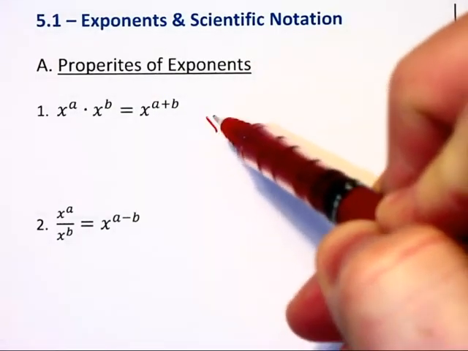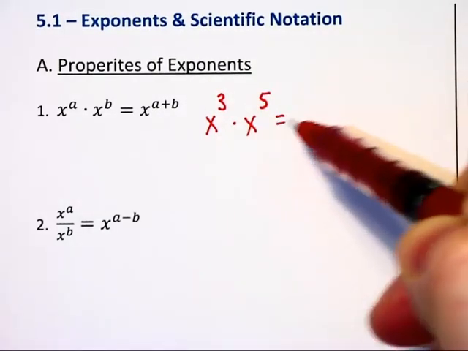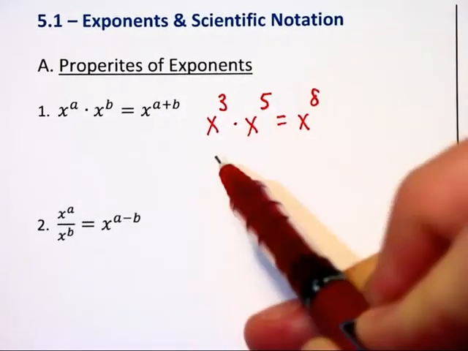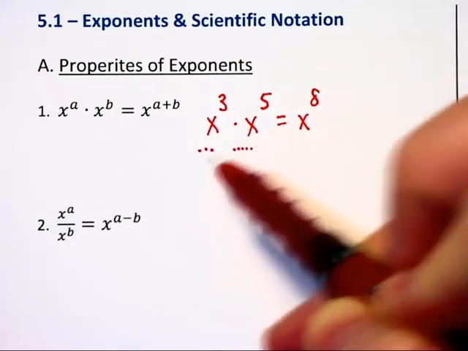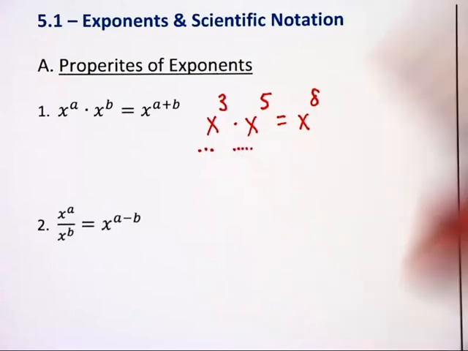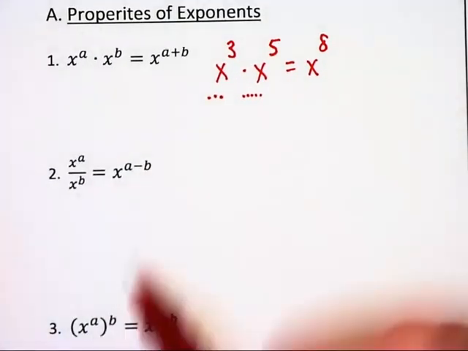In other words, if you have x to the third times x to the fifth, that is equal to x to the eighth. And that is because you have x times x times x times 5 more x's. How many x's do you have multiplied together? 8 of them. When you have division, that turns into subtraction of exponents.